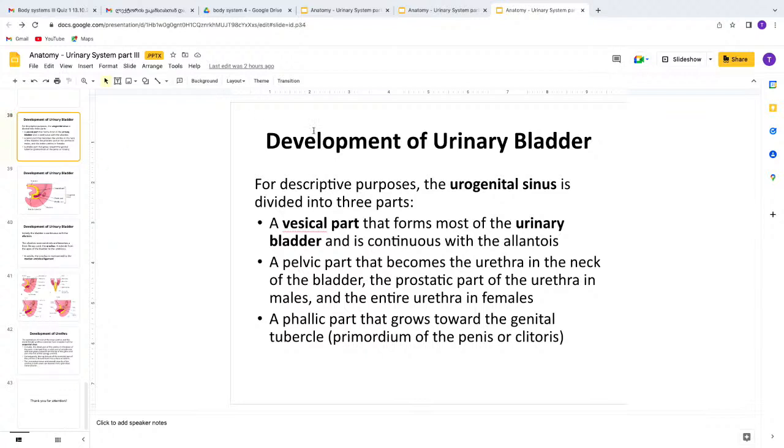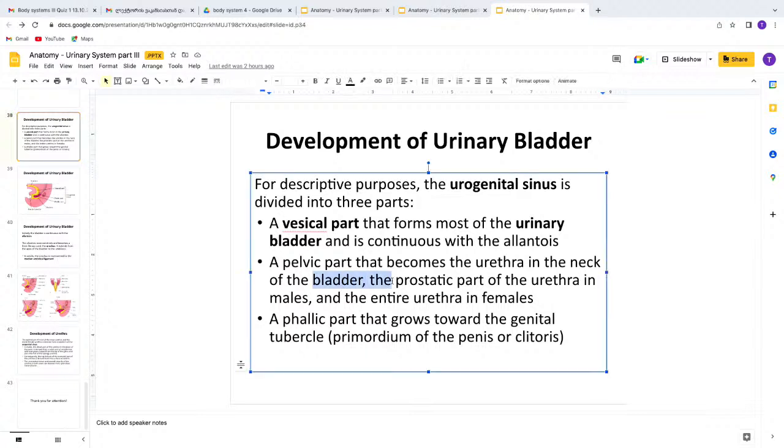So once again, if we have a question during the quiz asking from where the prostatic part of the urethra in males and the urethra in females develop, what will you answer? Yeah. And then we have the phallic part that gives us the primordium of the clitoris and penis.